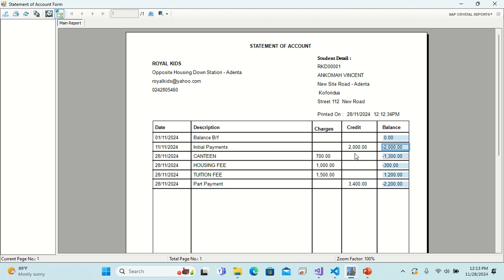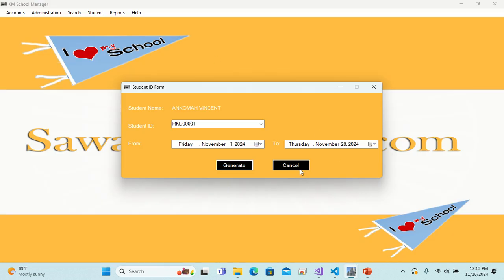Okay, so basically the point is you can generate their statement and we can logically walk you through this student statement. Okay, so this is something nice to print for the parent. We can talk about the details during training and understand everything in there.